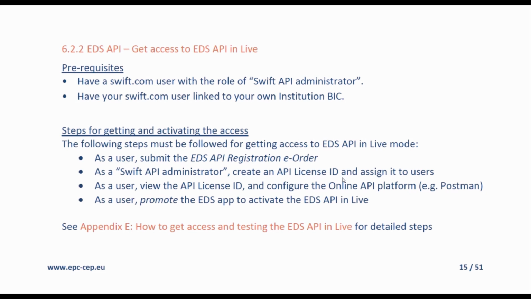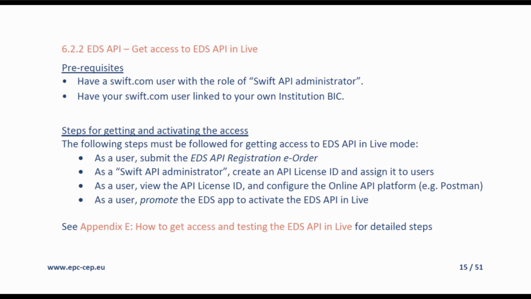The administrator will assign this license to a user. This user then can view the values of the license, which then can be used to configure the online API client. And the last step is that the app that was created in the Sandbox environment must be promoted to live.